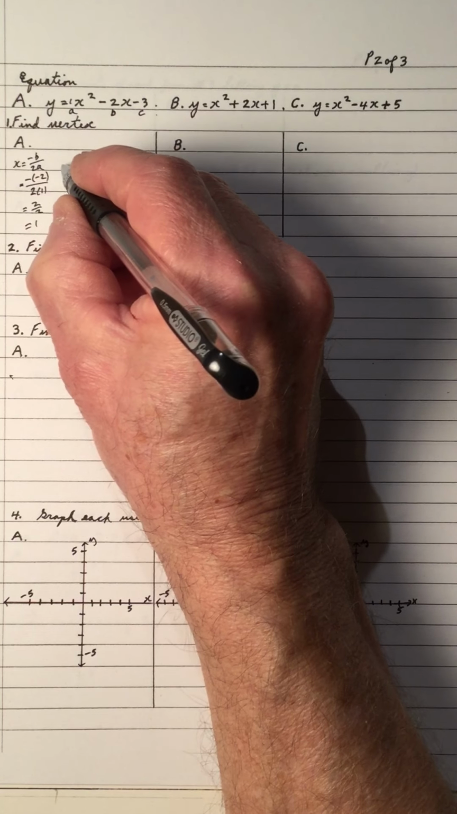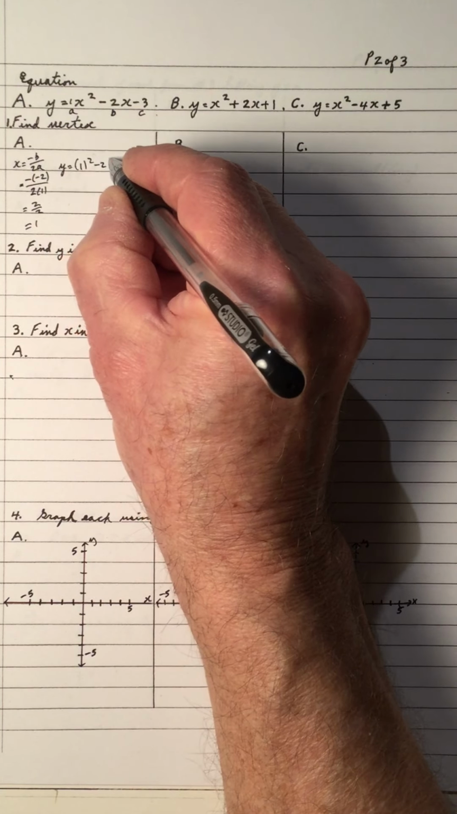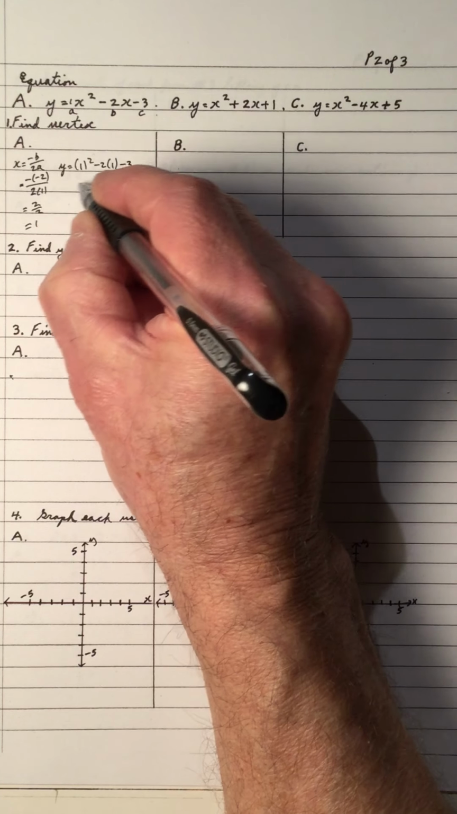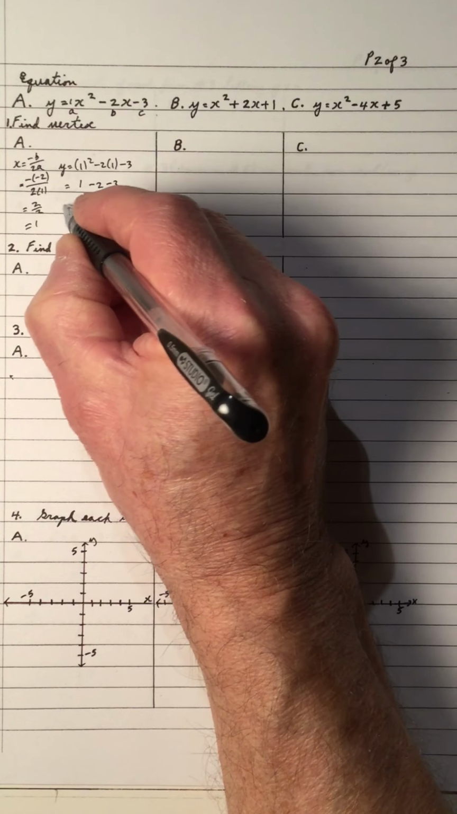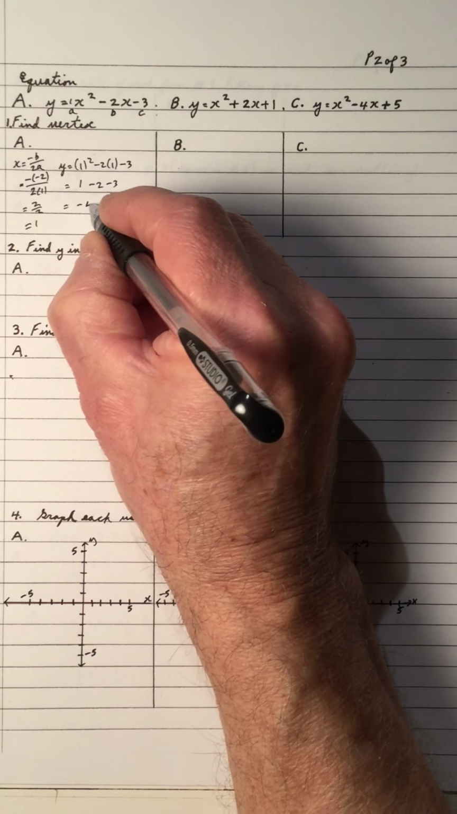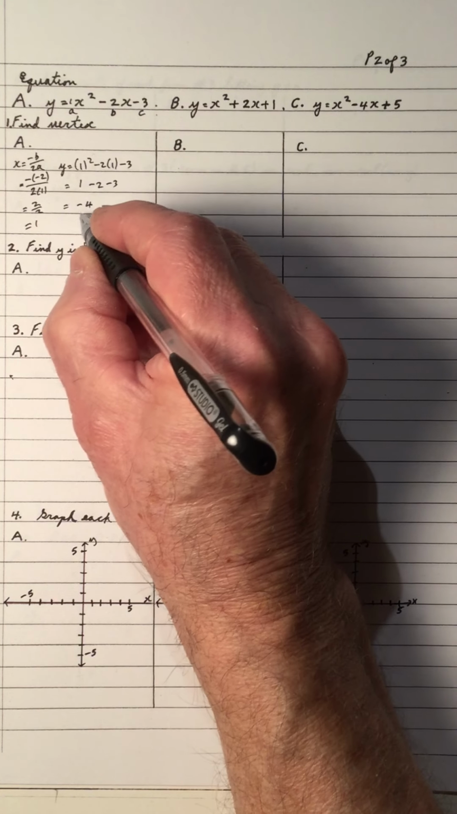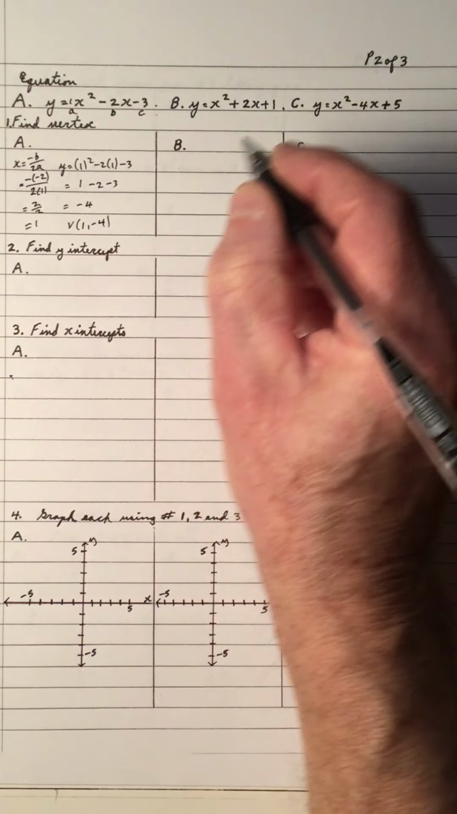Now I'm going to sub in 1 in the place of x. 1 squared is 1. Negative 2, negative 3. That gives me negative 1, subtract 3 is negative 4. So the vertex is 1, negative 4.